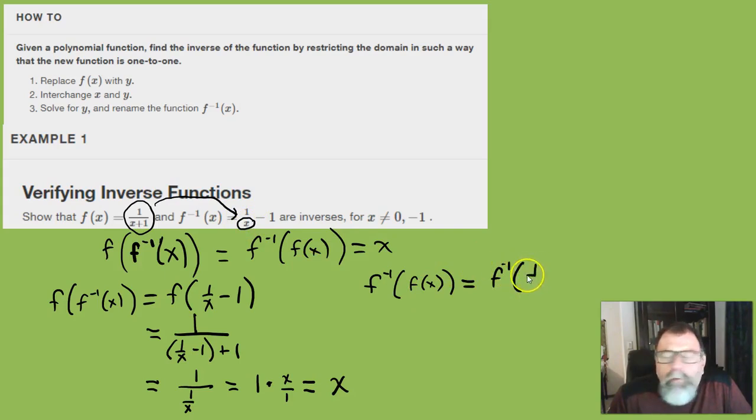f of x is 1 over x plus 1. Then we're going to take this expression and plug it into f inverse, which is 1 over x minus 1. Again, we take the x out and plug in what's inside the parentheses, 1 over x plus 1.